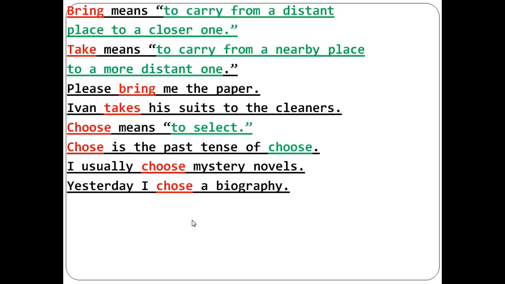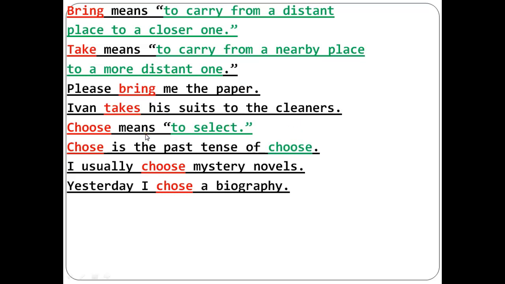The next words: bring means to carry from a distant place to a closer one. And take means to carry from a nearby place to a more distant one. Often people use these two words, bring and take, in the wrong way, so we should be careful. Please bring me the paper. Evan takes his suits to the cleaners.